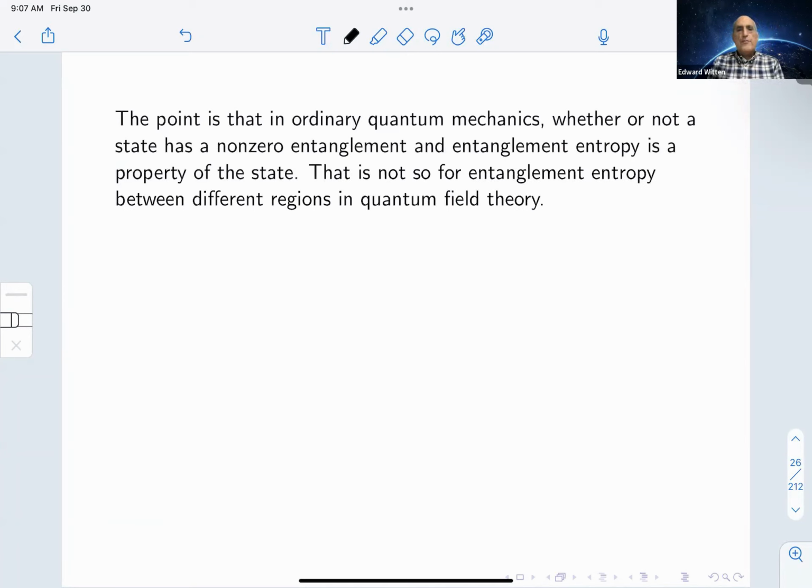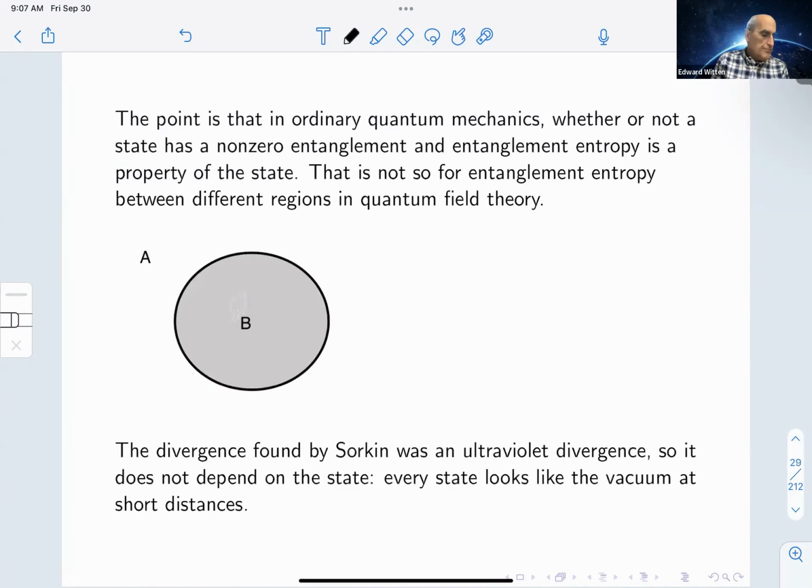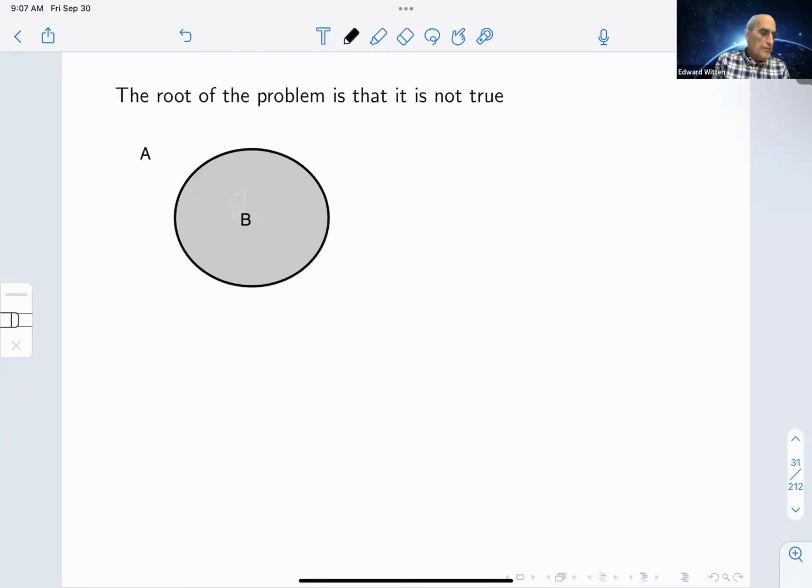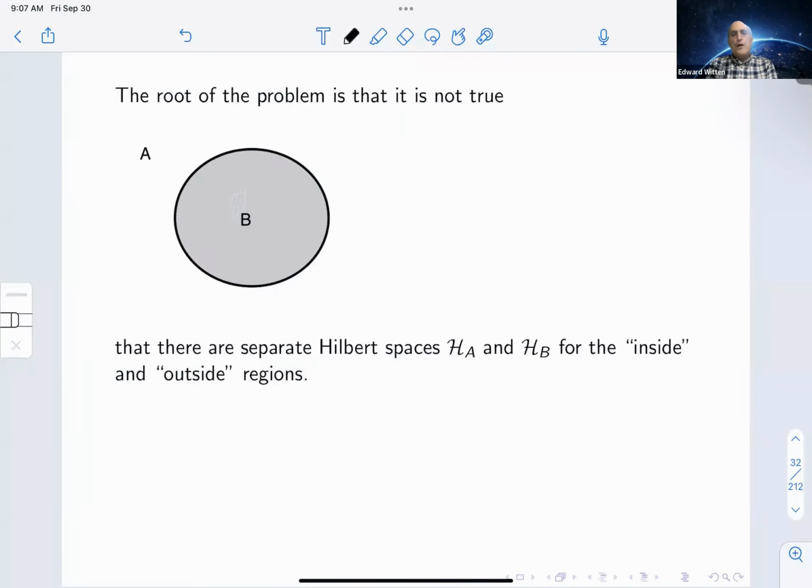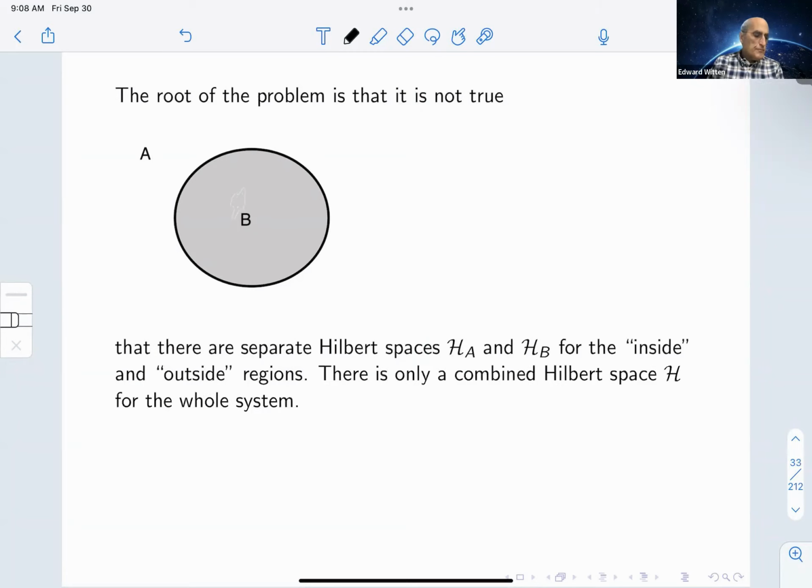That's not so for entanglement entropy between different regions in quantum field theory. In Sorkin's setup, the divergence is an ultraviolet divergence, so as I already said, it does not depend on the state. Every state looks like the vacuum at short distances, and therefore has the same leading divergence in the entanglement entropy. There aren't any unentangled states. The root of the problem is that in quantum field theory, it's not true that there are separate Hilbert spaces, H_A and H_B, for the inside and outside regions. There's only a combined Hilbert space H for the whole system.